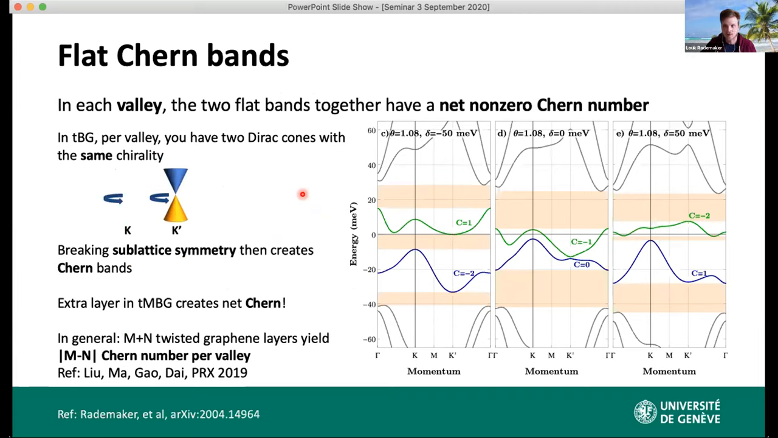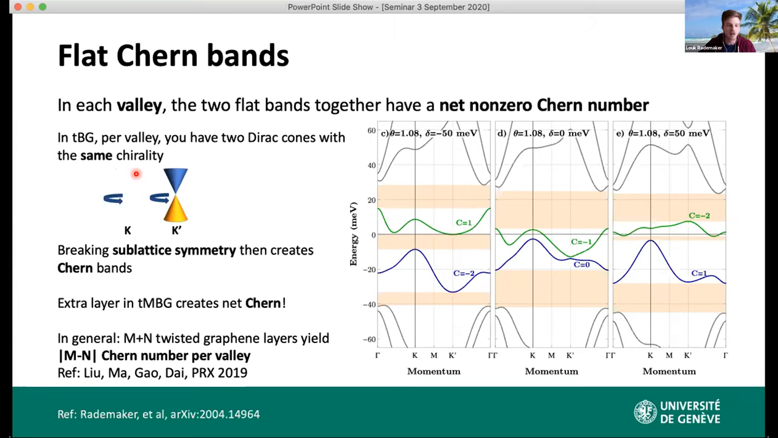But it's even slightly more interesting than the case with DBG on HBN, because the net Chern number of the 2 flat bands is non-zero, whereas in DBG on HBN, you would have the two flat bands with opposite Chern number in a single valley. The reason you can understand these Chern numbers occurring is thinking about these two Dirac cones in a single valley. They come from the two different layers. But because the twist angle is very small, these two cones that are very close to each other carry the same chirality.